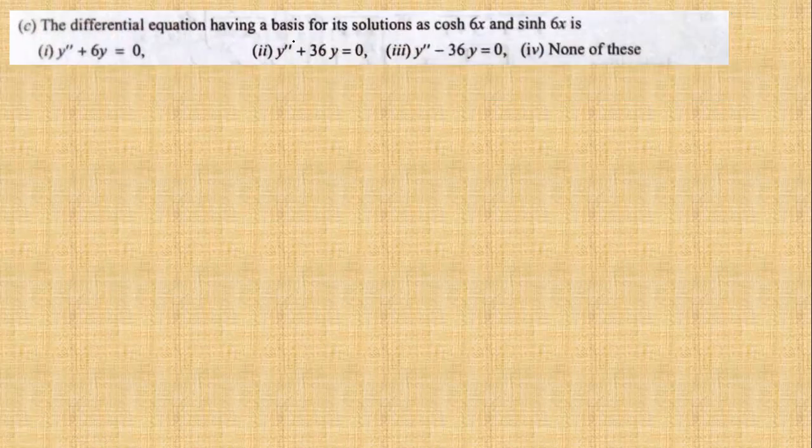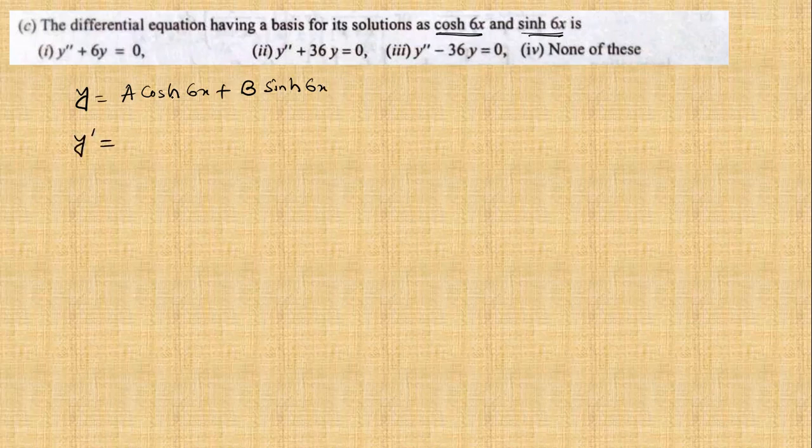The differential equation having a basis of the solution as cos hyperbolic 6x and sin hyperbolic 6x. So y can be written as a cos hyperbolic 6x plus b sin hyperbolic 6x. If you take the derivative, this becomes 6a sin hyperbolic 6x, and similarly 6b cos hyperbolic 6x. If you differentiate again, this gives you 6 square a cos hyperbolic 6x and 6 square b sin hyperbolic 6x.